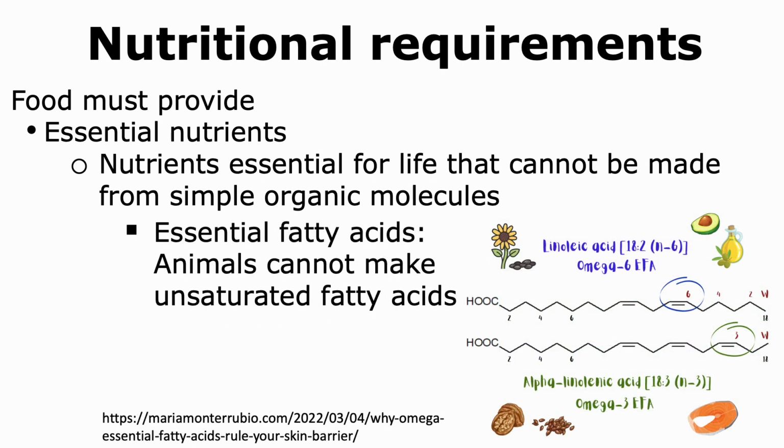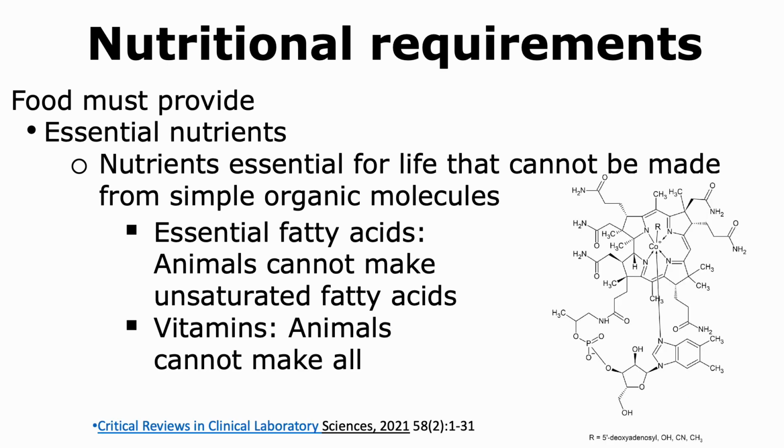Similarly, animals cannot make certain types of fatty acids like the omega-6 or omega-3 unsaturated fatty acids. Hence, they rely on diet to obtain these crucial and important fatty acids. Animals also are unable to make all the different vitamins that are needed for their bodily functions. An example of this is vitamin B12. Since animals are unable to make vitamin B12, they rely on other animals or on microbes to make the vitamin B12 needed for their bodily functions.